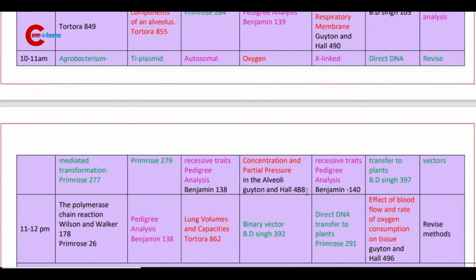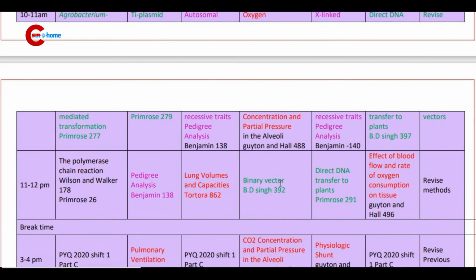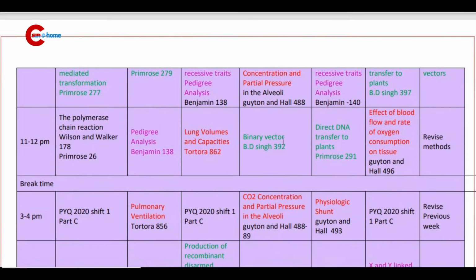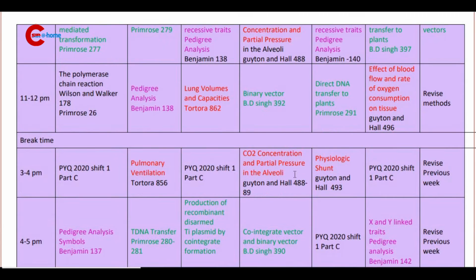Study binary vector. First we studied it from Primrose. BD is a bit easy, okay? It is very easy to follow BD. Binary vector. Then 3 to 4 p.m., carbon dioxide concentration and partial pressure in the alveoli. Guyton. Then 4 to 5 p.m.